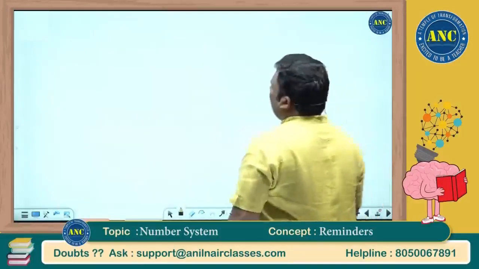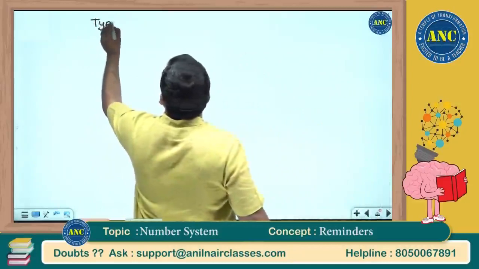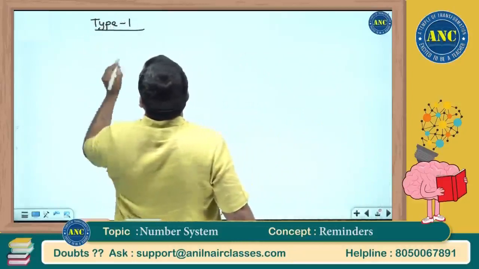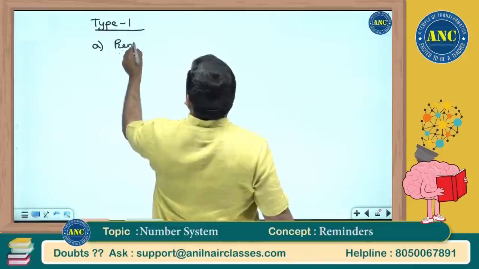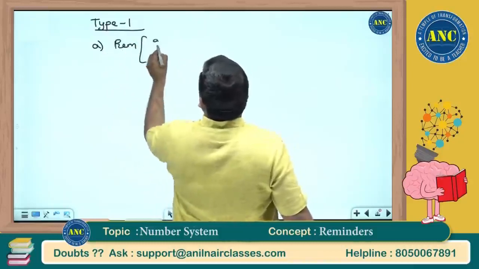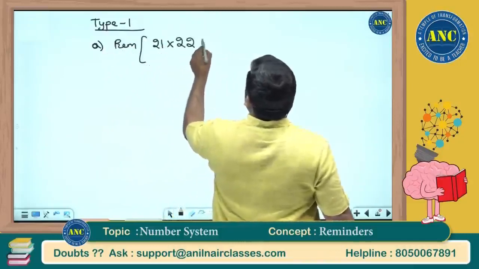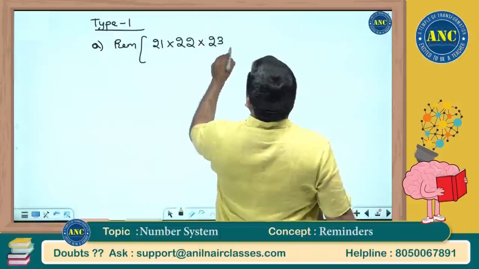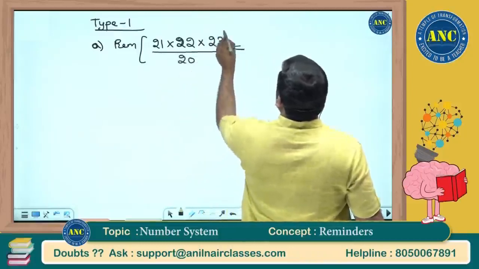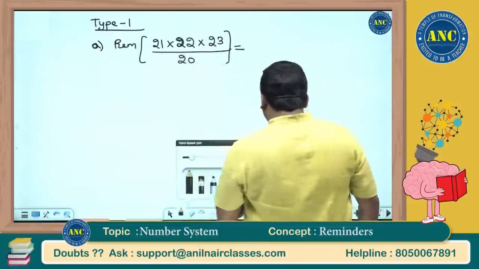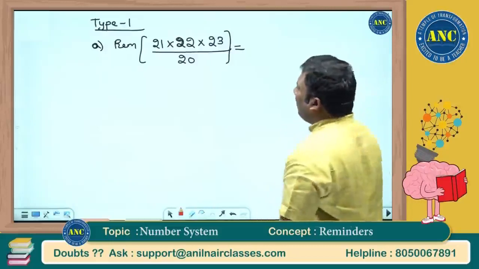Type 1. Many types we will see. First type, first problem. Remainder 1: 21 into 22 into 23 divided by 20.